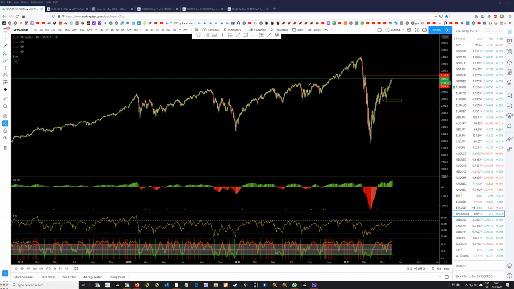That's S&P. Looking for some move to the downside, some move, right? Not completely to break the low.